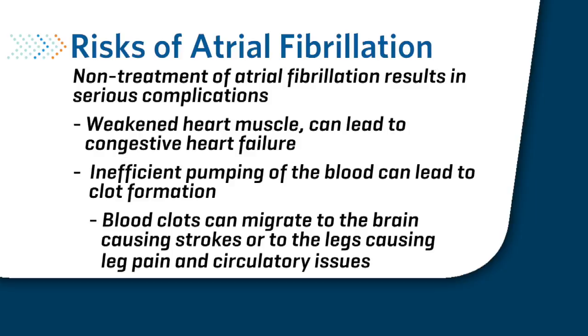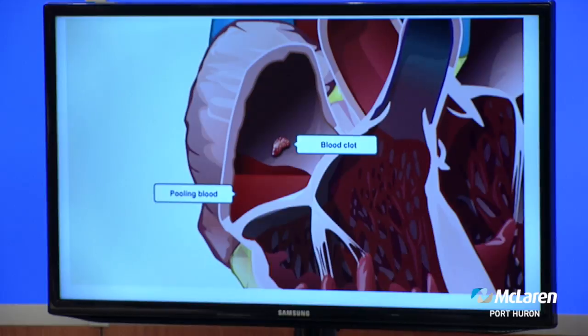When the heart is in atrial fibrillation, the top chambers of the heart are not pumping, so blood can pool and stagnate and cause clots like this. Those clots can migrate and cause problems. The migration could happen to the brain and cause strokes, and sometimes the clots can go to the legs and cause ischemia of the legs, cold legs and all that. So if you leave these arrhythmias untreated, it can lead to serious heart conditions.